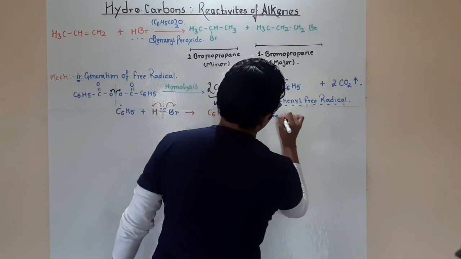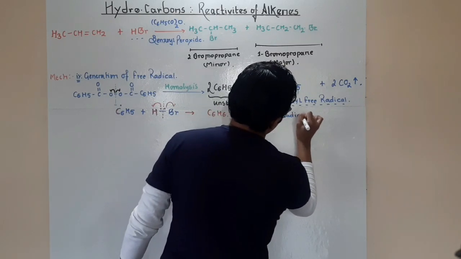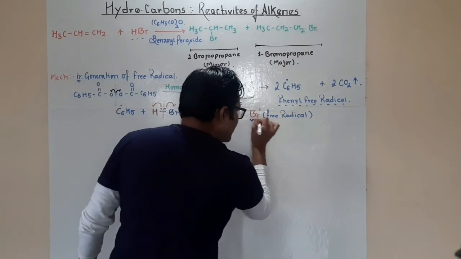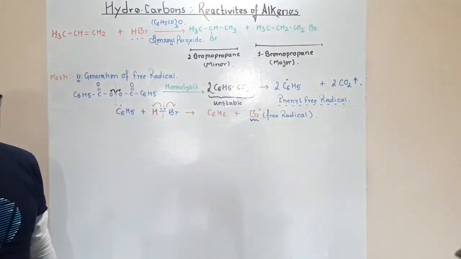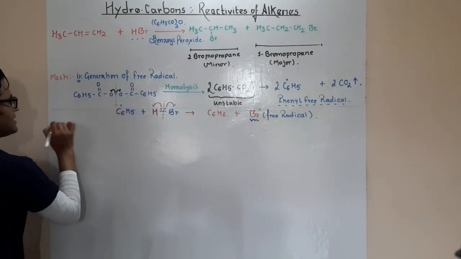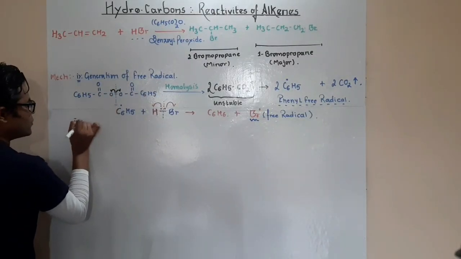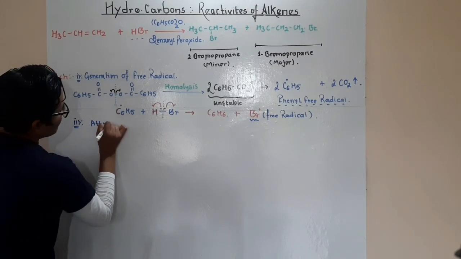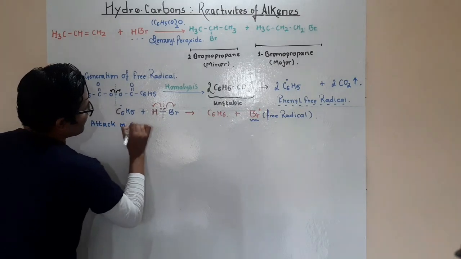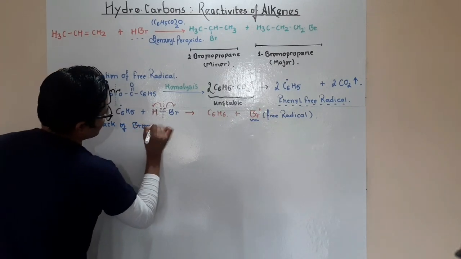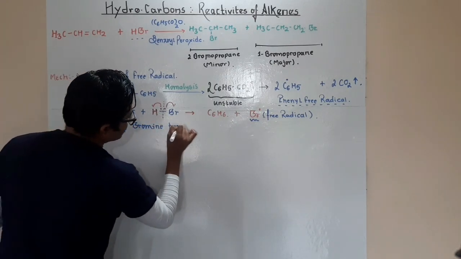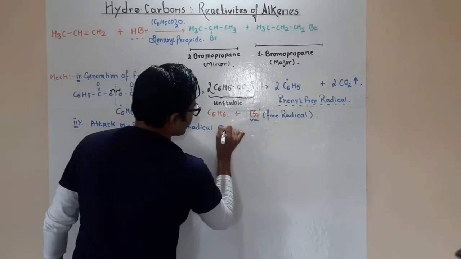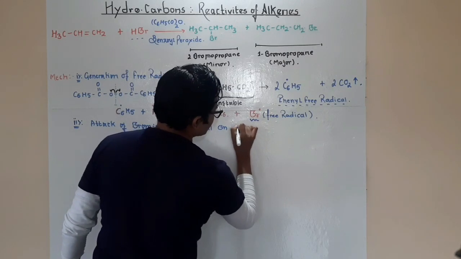So this is our free radical, what we were expecting, right? This bromine free radical goes for the next reaction, that is step number 2: the attack of the bromine free radical on the carbon-carbon double bond.